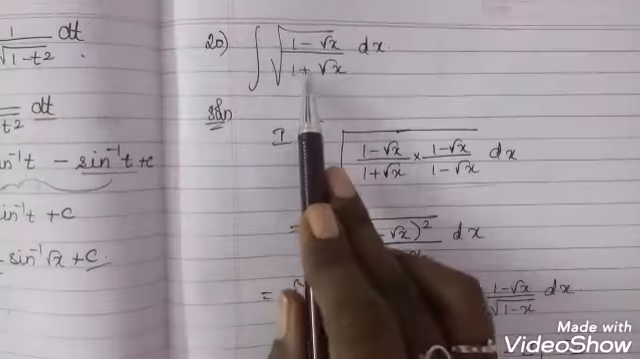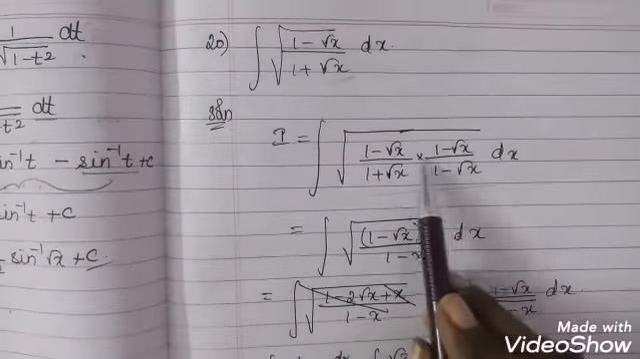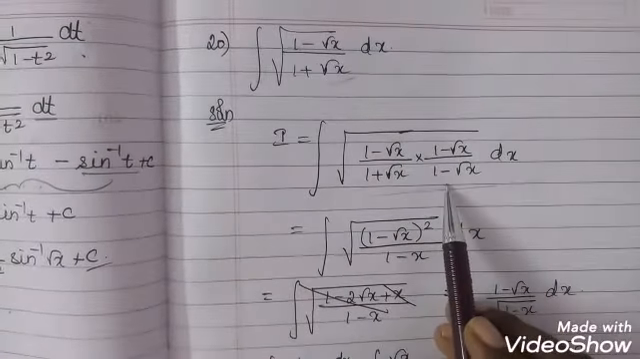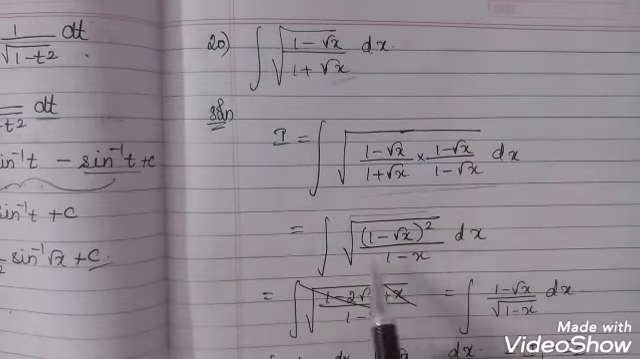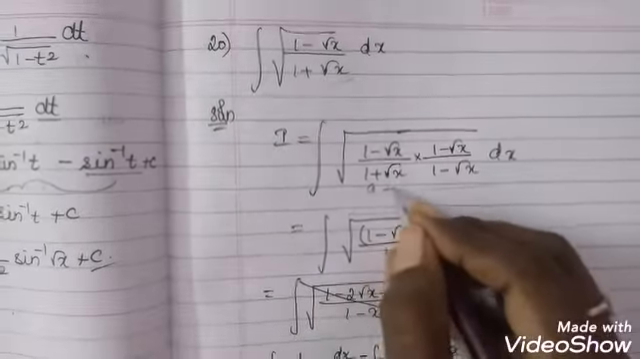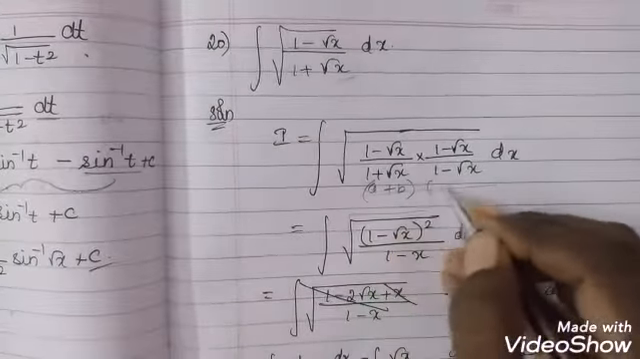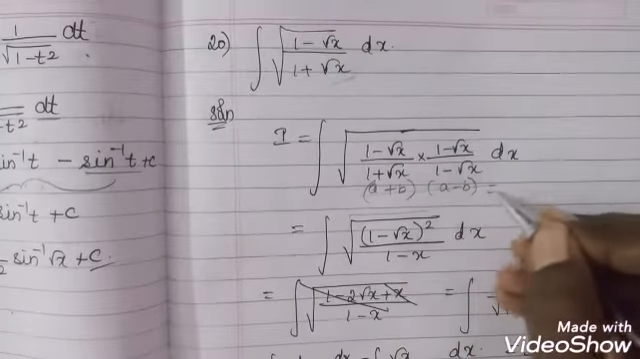So what is the conjugate of the denominator you get here? It's 1 minus root x by 1 minus root x. When I combine this, you will get square root of 1 minus root x the whole square divided by, this is nothing but a plus b into a minus b. So what is a plus b into a minus b?